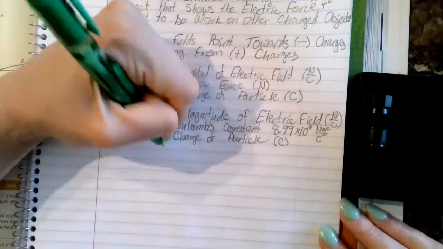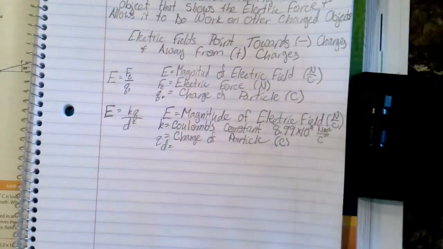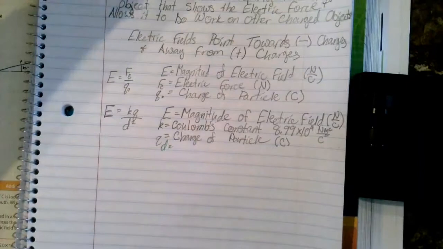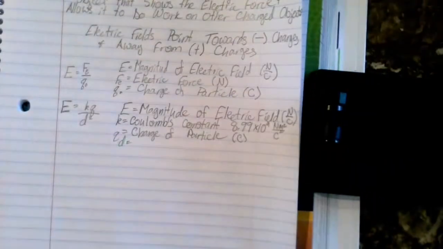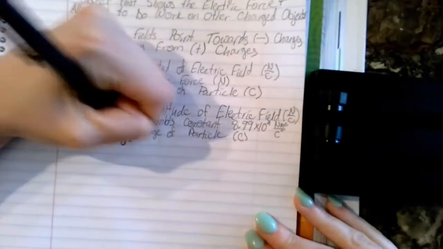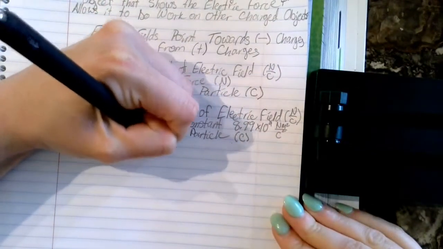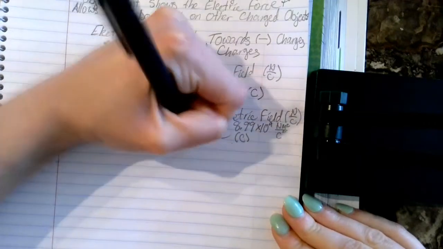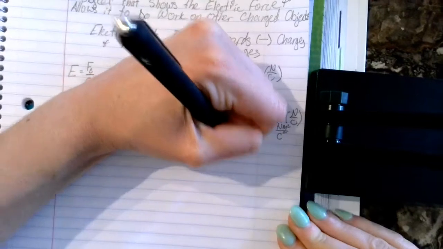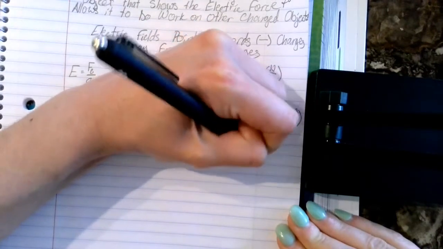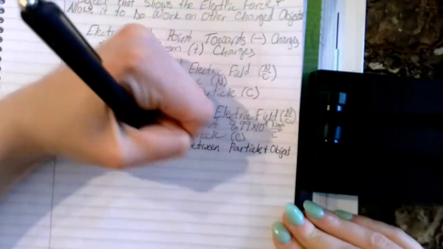And then D is our distance between the particle and the object. And we measure distance in meters.